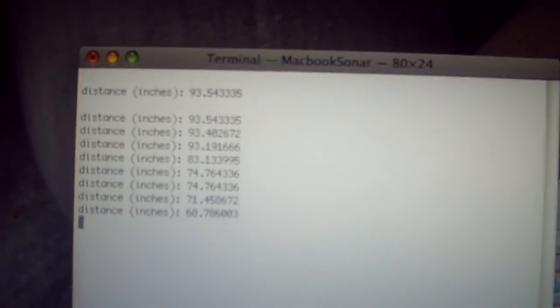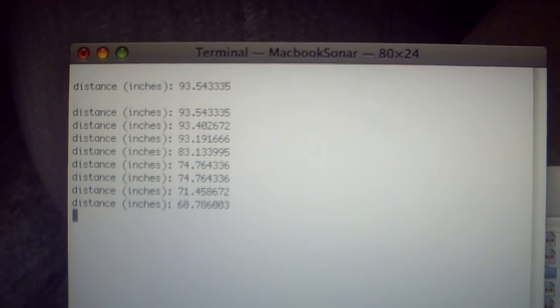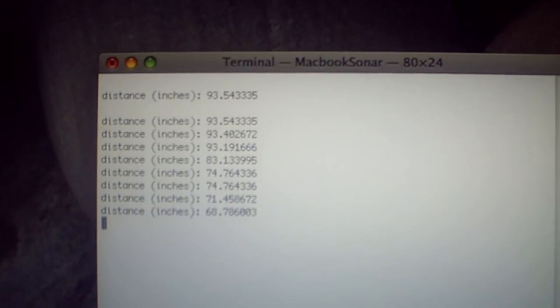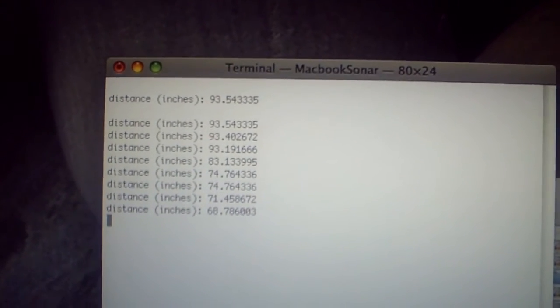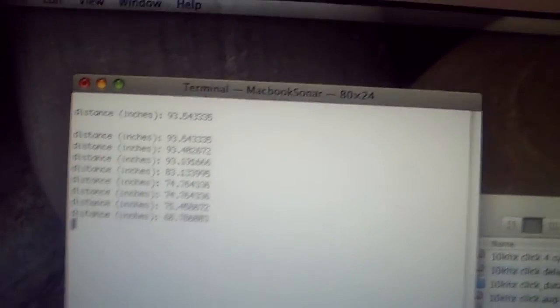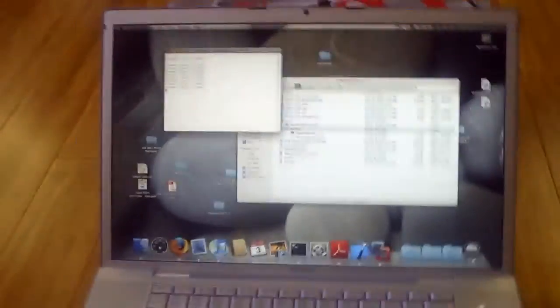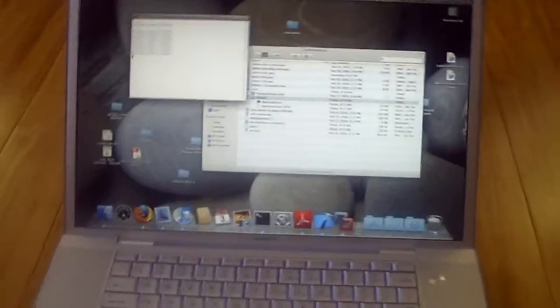All right, and you probably can't read those, but basically, I'll zoom in here a little bit. The ones that were taken on the ground are still around 93 inches, and then I lifted it up, I guess about 10 inches. It goes to 83, and then up to 74 and to 68. So that's a little demo of just some of the readings that it can take.